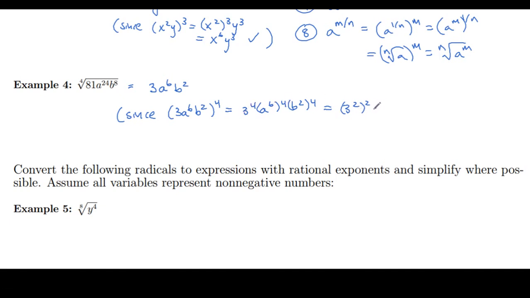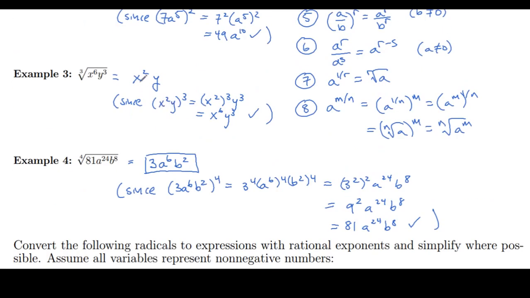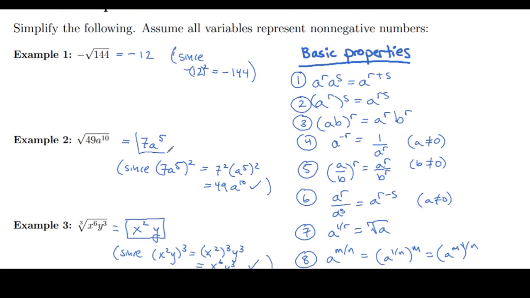And then this would be a to the 24th, multiplying the exponents, and then this would be b to the 8th. And the only reason I'm writing this, just so you could see, that's 9 squared, a to the 24th, b to the 8th, and 9 squared is 81. So 81, a to the 24th, b to the 8th. And that checks out, right? That's exactly what we wanted to take the fourth root of. And so this is our answer, right? I guess I should have boxed these as we went along, right? But I think you see how the definition works here.